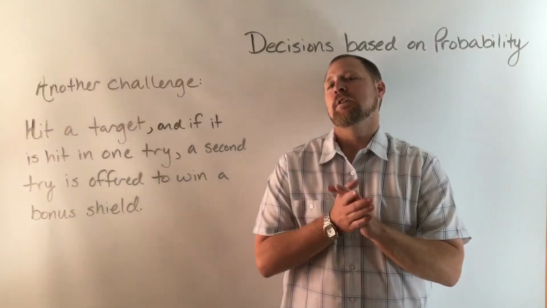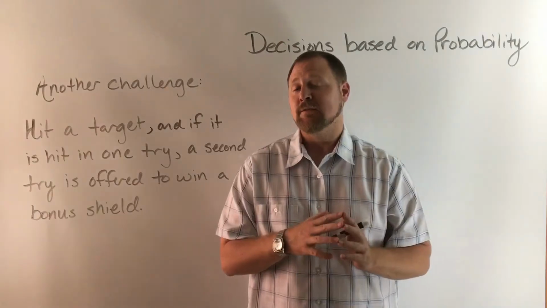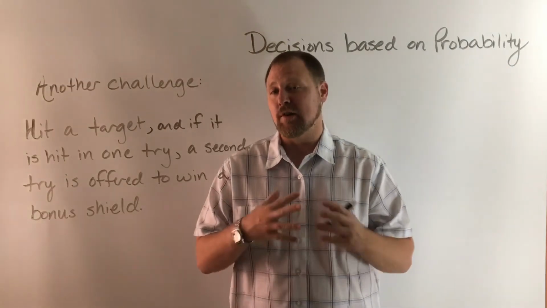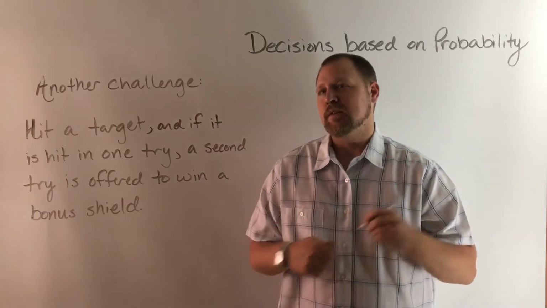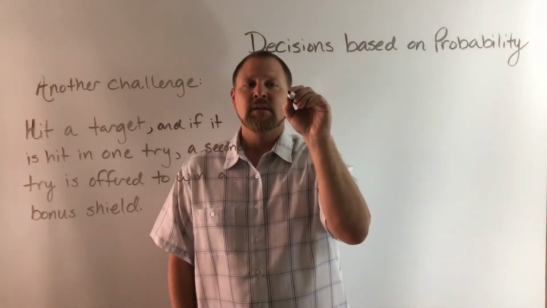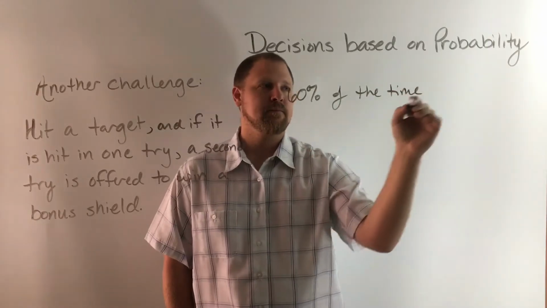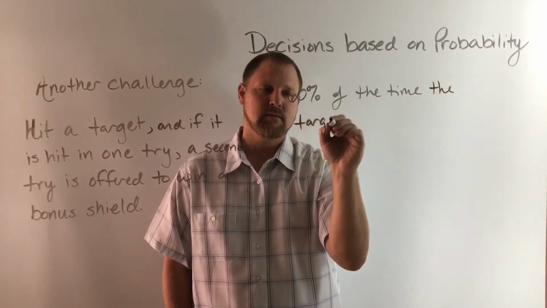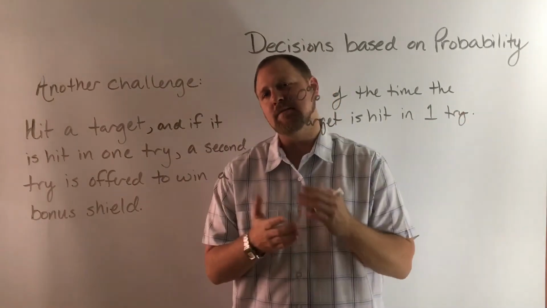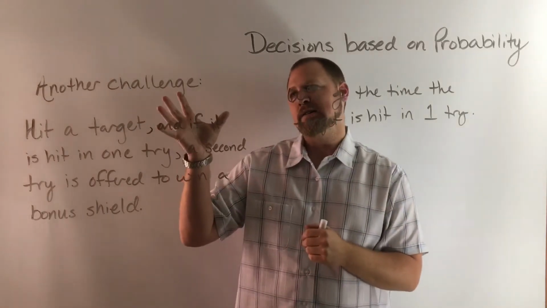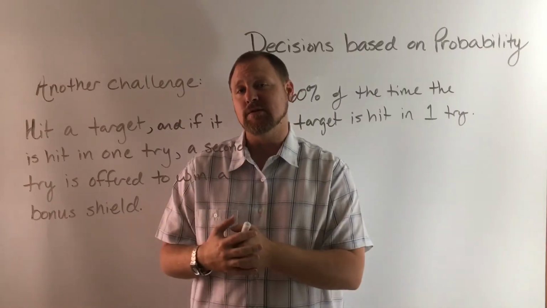this information. Another challenge in this game is to hit a target, and if you hit that target in one try, you get an opportunity for a second try to get a bonus shield as long as you hit that target both times in a single try. The probability that we need to have here is 60% of the time the target is hit in one try. So if my challenge is to hit that target in one try and then try to get the bonus shield, what are the probabilities associated with that?